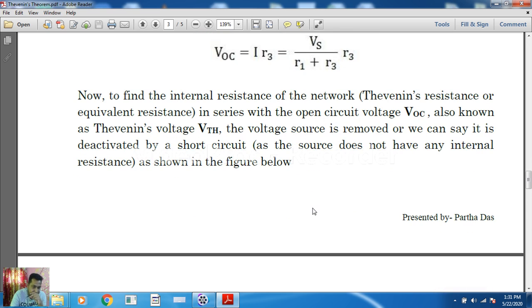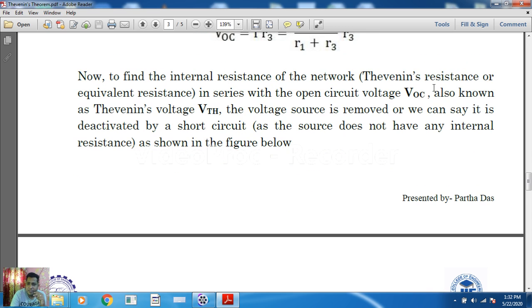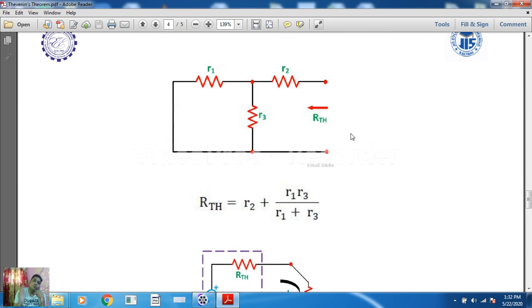Now coming to step 2. What I have told is already written here. This is VOC, also known as Thevenin's voltage. In the first step, we removed the load resistance, made the terminal open, and found the open terminal voltage. Now what is the rule for the second step? It is told that we have to make the circuit independent of any kind of source, view it from the open terminal, and find the equivalent resistance of the circuit. So two things we have to do. First, we have to make the circuit independent of source.